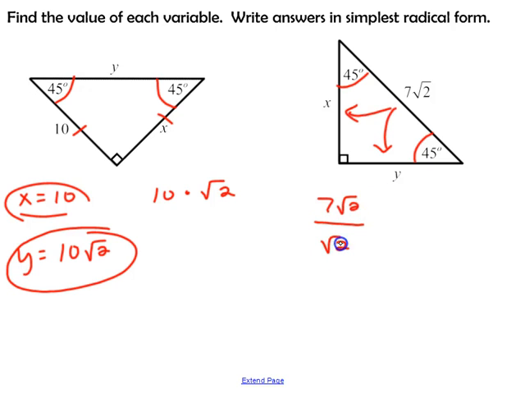So 7 root 2 divided by root 2, those are going to cancel out, and we're just left with x equals 7 and y equals 7, since we know that both of the legs are going to be congruent.